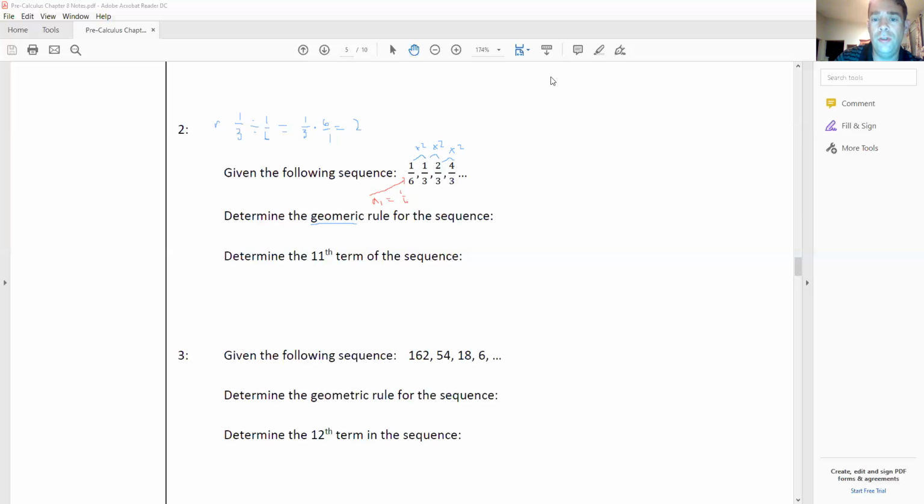If I'm writing the geometric rule for this, a sub n is equal to 1/6, that was the initial term, times 2, that's the common ratio, to the n minus 1.